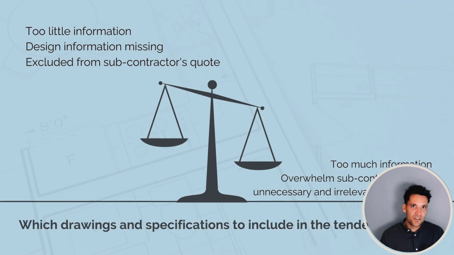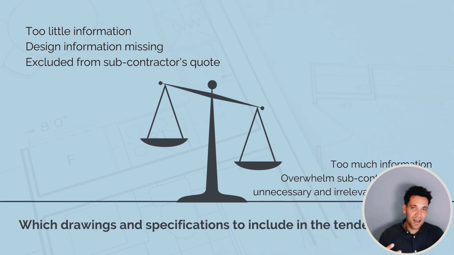There's always this question of which drawings and specifications you should include in the tender package, and to me, it's a balancing act. If you have too little information, there'll be design information missing that could be excluded from a subcontractor's quote, and you leave yourself open to variation. If you give too much information, say you give them 1,000 drawings for a tiny package of works, they're just going to exclude any reference to the drawings and they're not going to be bothered going through them because it's going to be a waste of time. So again, you end up with the same problem that they haven't based their quote on the drawings.